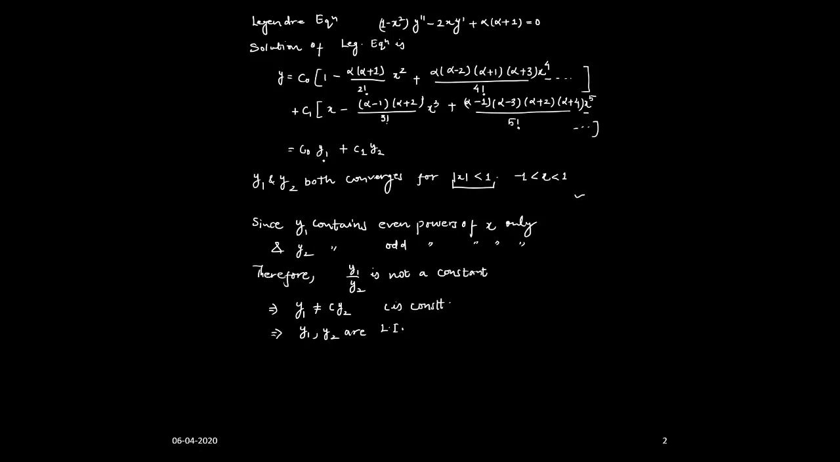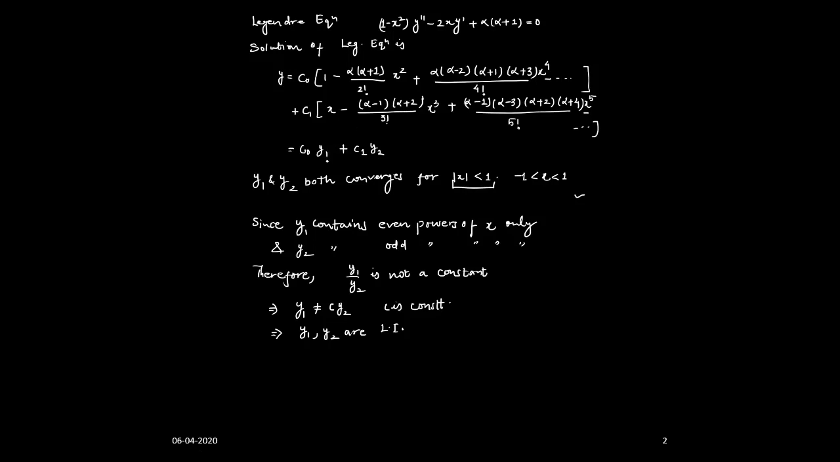Here you can see c naught y1 plus c1 y2. Remember that c naught and c1 are both arbitrary constants. If I take c naught as 1 and c1 as 0, we get only y equals y1. So that means y1 is a solution of the Legendre equation. Similarly, if we take c naught as 0 and c1 as 1, we get y equals y2. So y2 is also a solution of the Legendre equation.